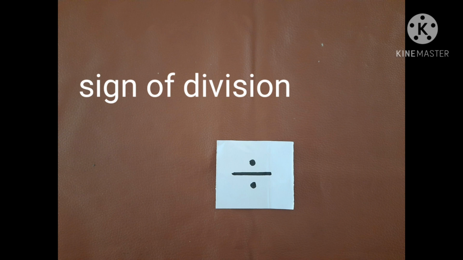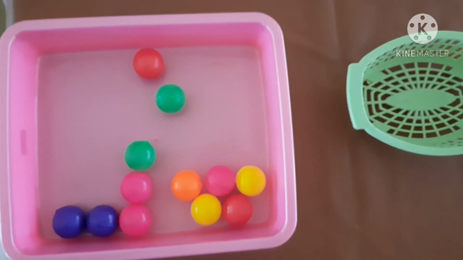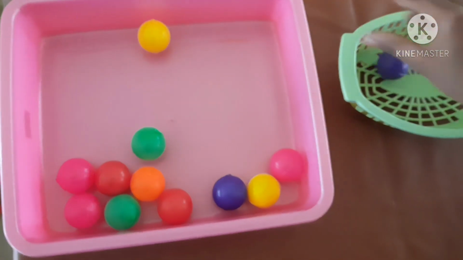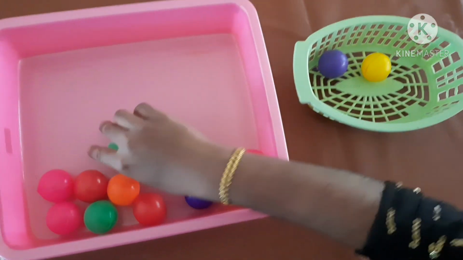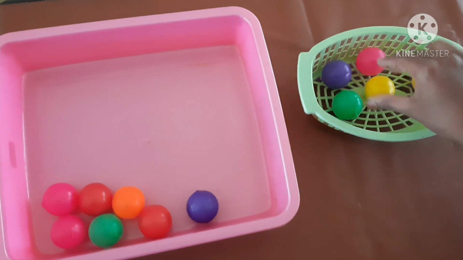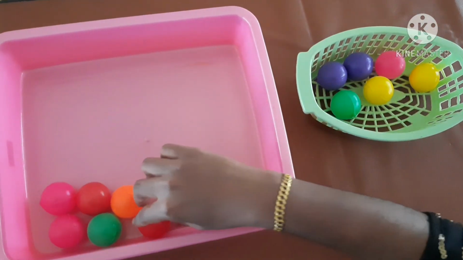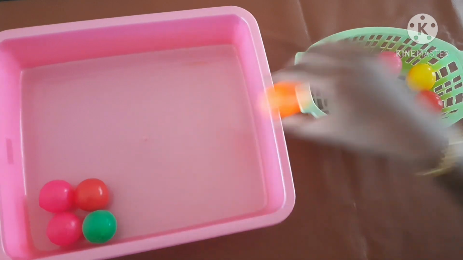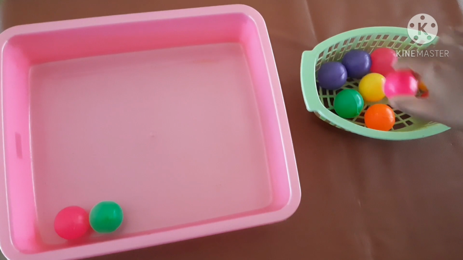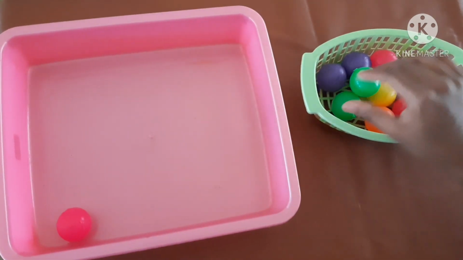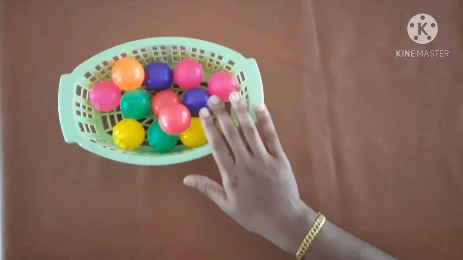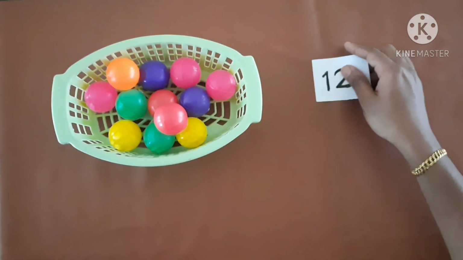This is the sign of division. I have some balls in this tray. Now I am going to count them. Okay, so 1, 2, 3, 4, 5, 6, 7, 8, 9, 10, 11, 12. So I have 12 balls. Okay, I have 12 balls.